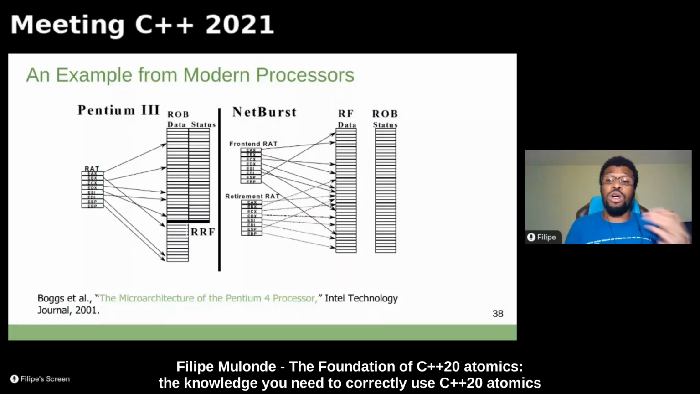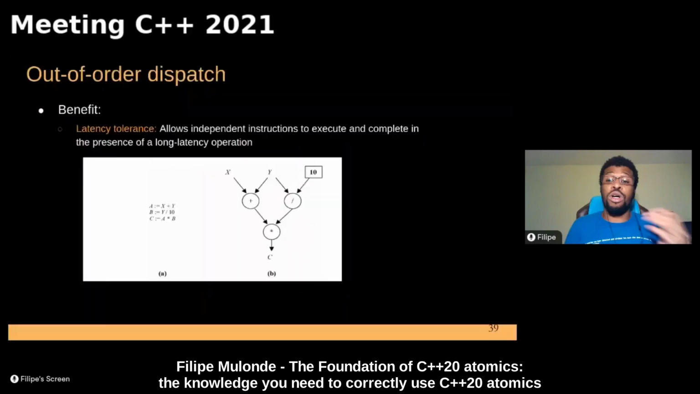So now let's understand a little more about out of order dispatch. The benefit of out of order execution is that we can tolerate latencies. It allows independent instructions to execute and complete in the presence of long latency operations. Here we have an example to help illustrate the difference from the normal way.